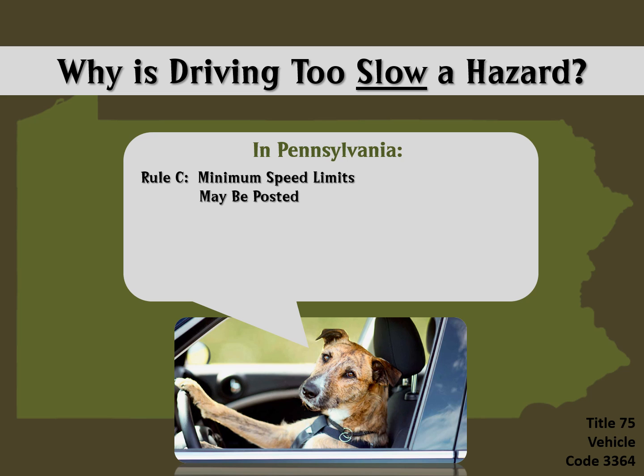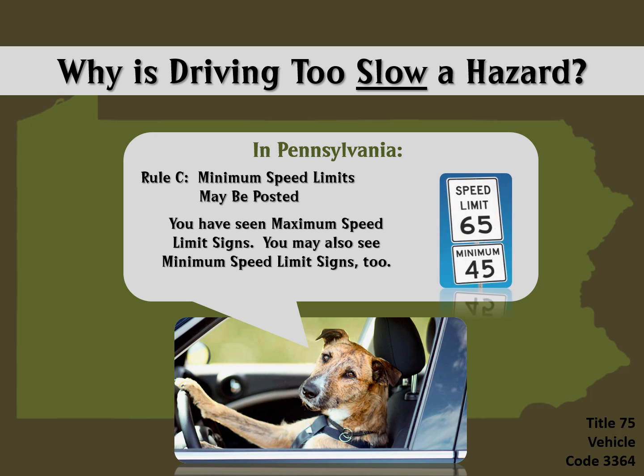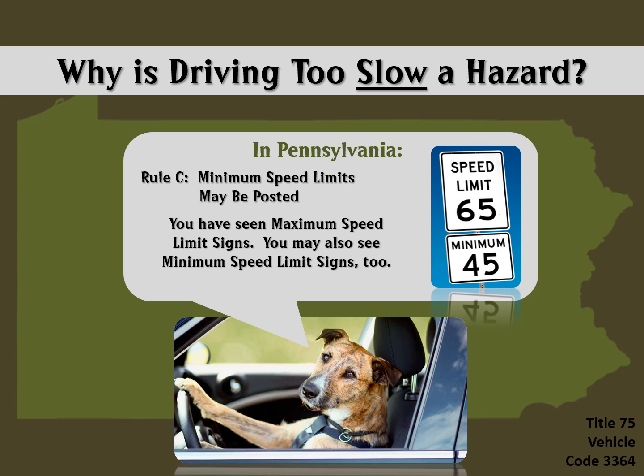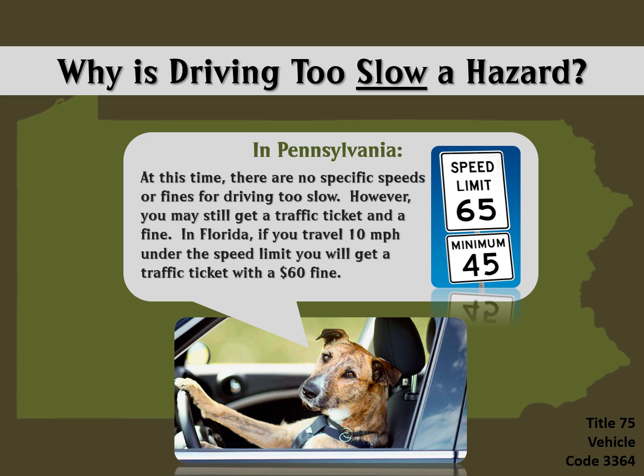Rule C, minimum speed limits may be posted. You have seen maximum speed limit signs. You may also see minimum speed limit signs too. At this time, there are no specific speeds or fines for driving too slow. However, you may still get a traffic ticket and a fine. In Florida, if you travel 10 miles per hour under the speed limit, you will get a traffic ticket with a $60 fine.